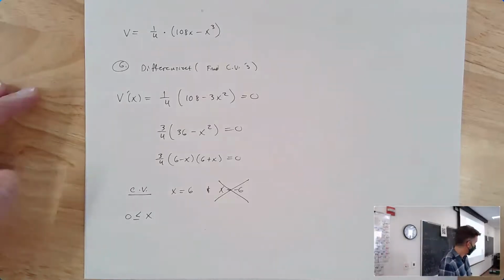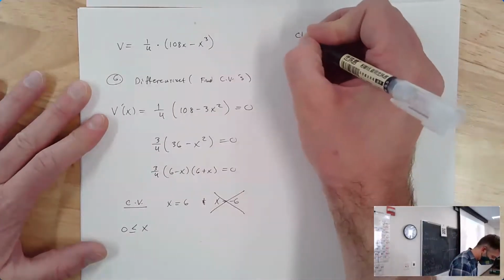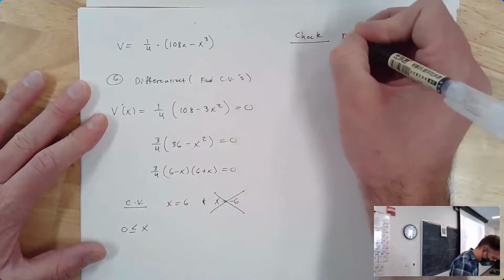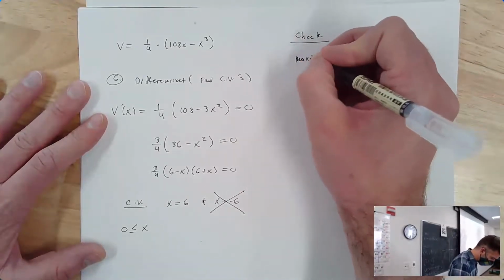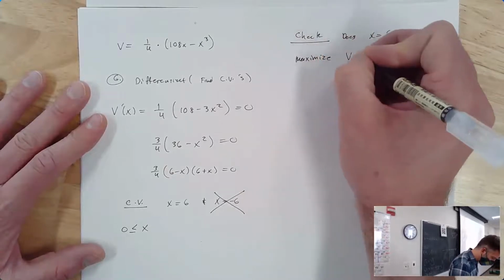So we're going to use the first derivative test. So we're going to check, does x equal to 6 actually maximize the volume?